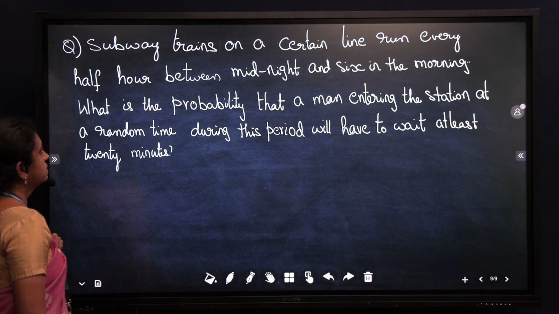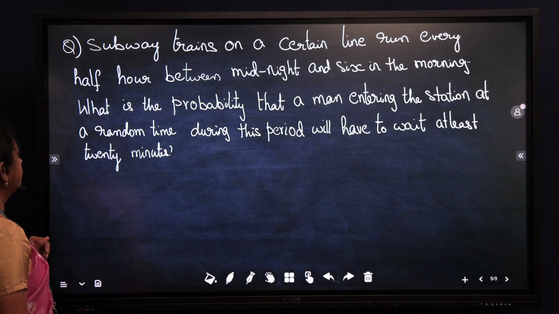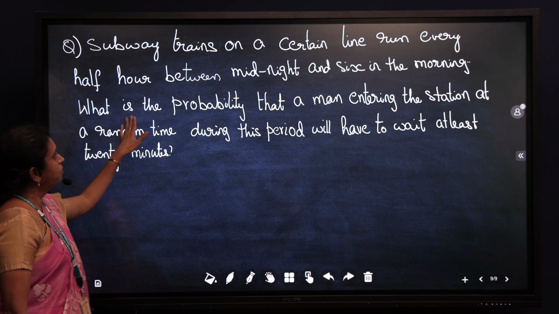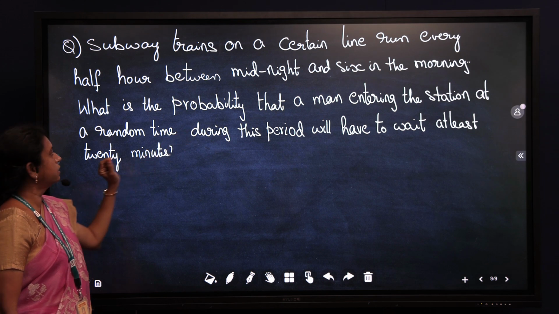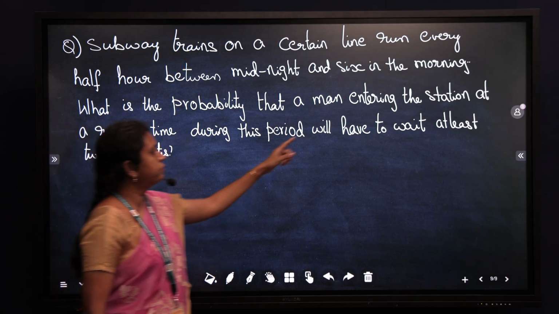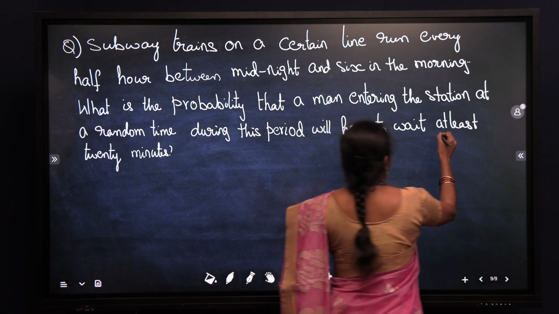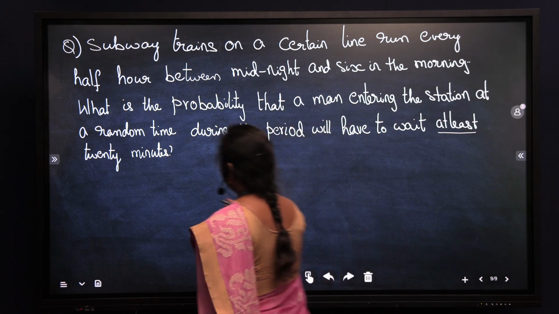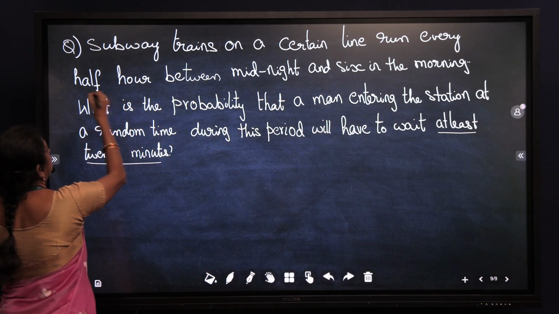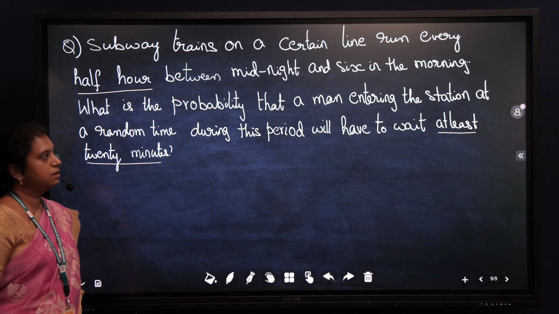So first we will see what is given. Subway trains on a certain line run every half hour between midnight and 6 in the morning. What is the probability that a man entering the station at a random time during this period will have to wait at least 20 minutes? So we have to find the probability that waiting time is at least 20 minutes, and it is given that the train arrives every half an hour between midnight and 6 in the morning.